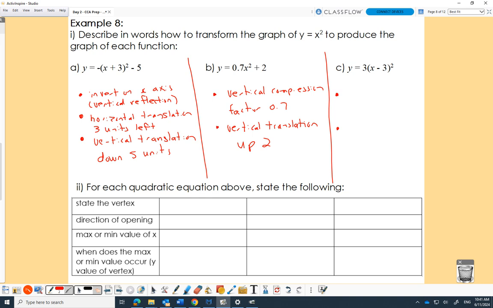2 transformations here. What does the 3 up front do? Yeah, vertical stretch.